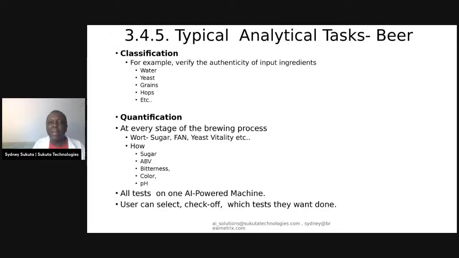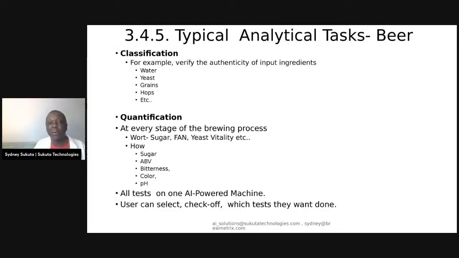Or maybe the yeast is degrading? What is the vitality or viability of the yeast, the grains, the quality? As they're coming in, you may want to screen them to make sure it's not just the water. If the hops are not good or the grains, that's going to mess up your brewing, right? Or your brew. Things like that. So these things can be verified as they're coming in. Then on the quantification side, at every stage of the process, as I mentioned earlier, we can quantify sugar.